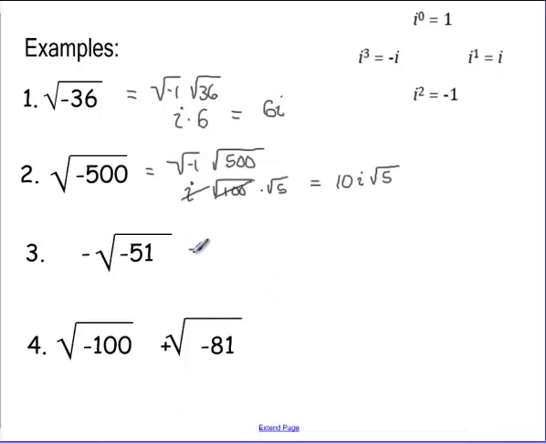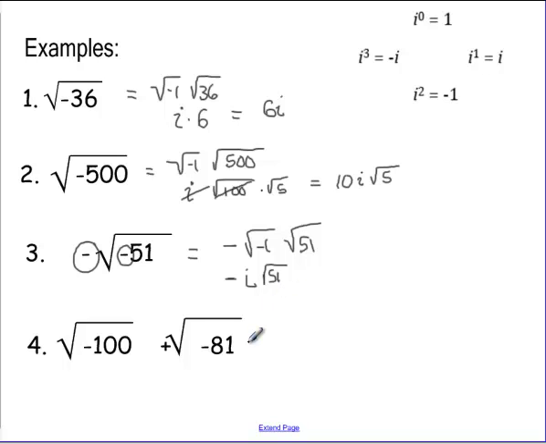All right, this one, we've got a negative out front here, so let's not lose that. This negative inside we factor out as a negative 1, and then we have the square root of 51. Okay, the square root of negative 1 is i, and I can't break down 51 anymore. There's no perfect square that goes in it. So that's your answer.